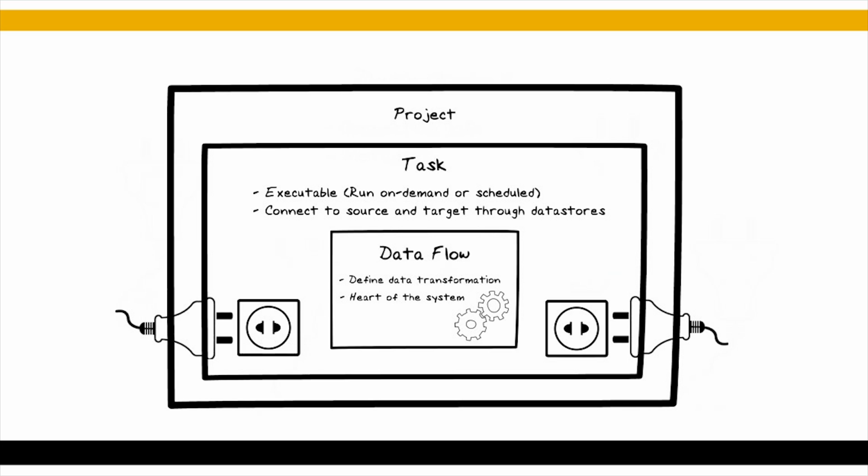So now you have the pieces you'll be working with. Remember, data stores provide the connection. Data flows specify the details of what data should be moved and how it should be transformed. Tasks group data flows together and are the objects that get executed. In order to meet your business requirements, you may need several tasks to load all your data.